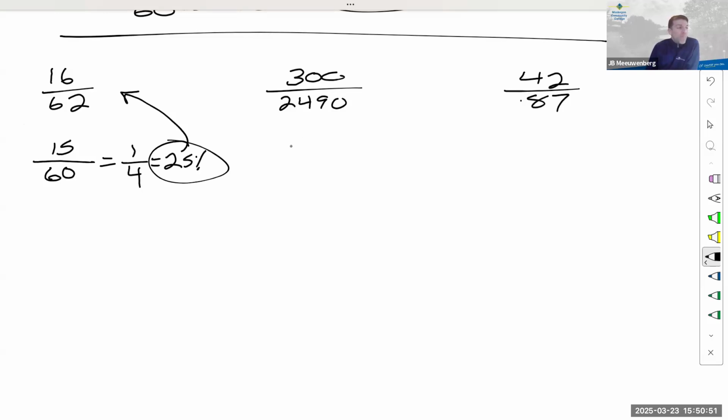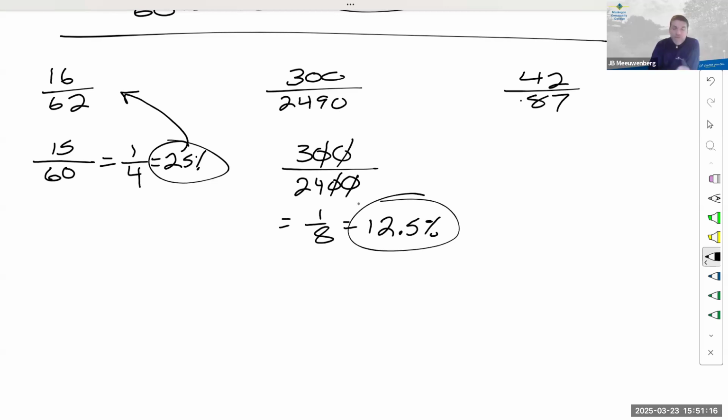For this one, this jumps out to me, 300 over 2,400. Just rounding this down a little bit, because I know I can cancel off some zeros there, leaving me with 3 over 24, which is equal to 1/8. And if you recall from above, this is one of those percentages that I recommend you know. 1/8 is 12.5%. That's a great one to commit to memory.